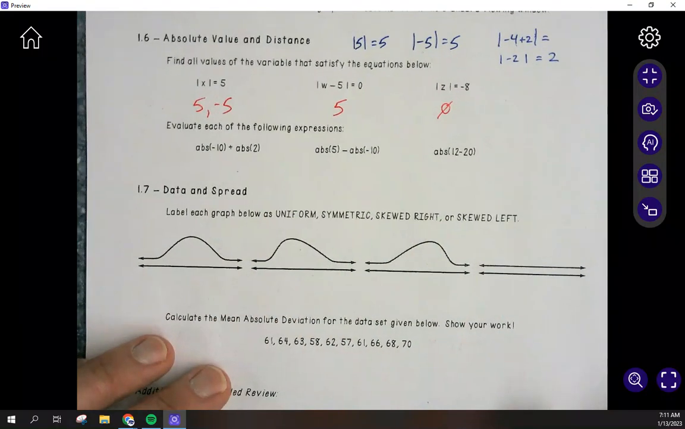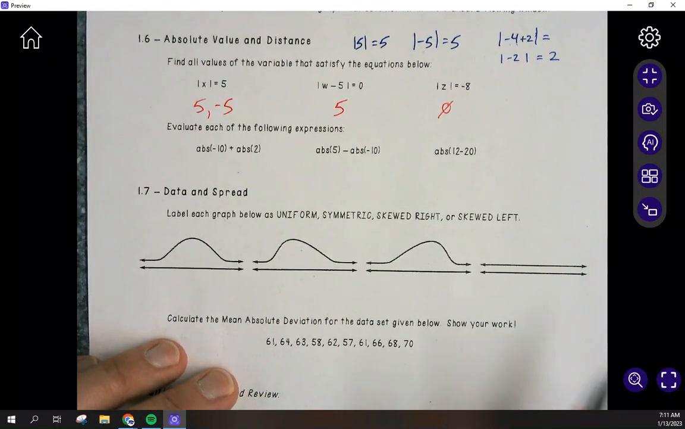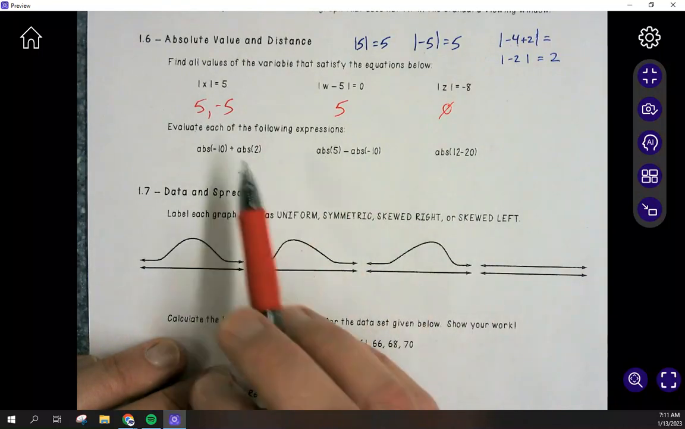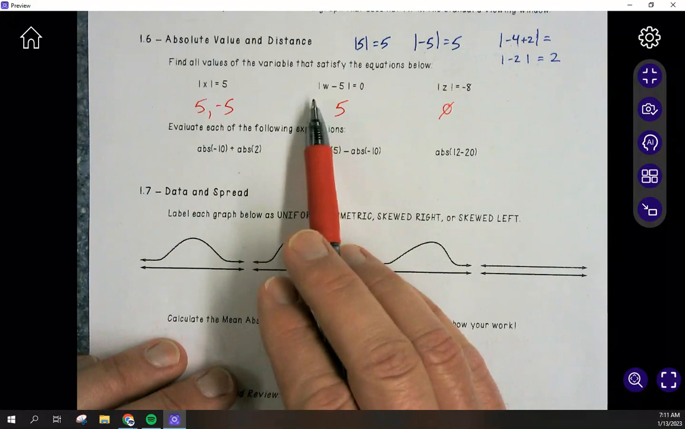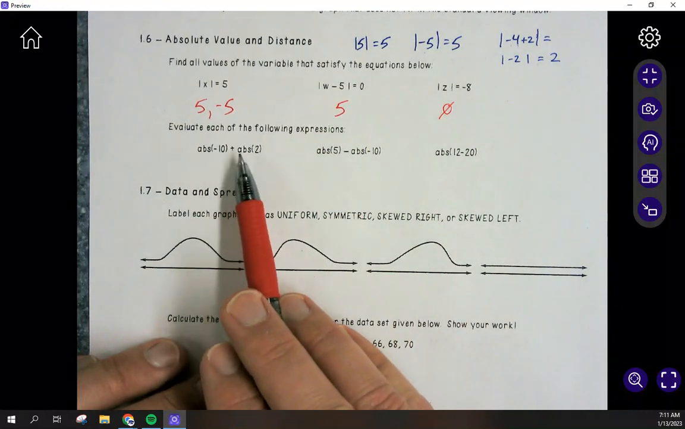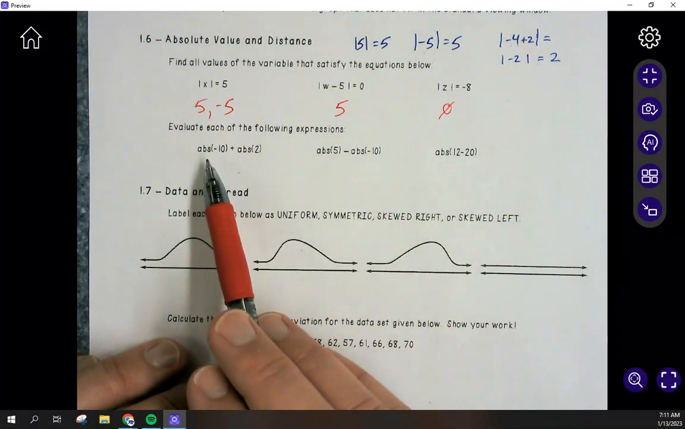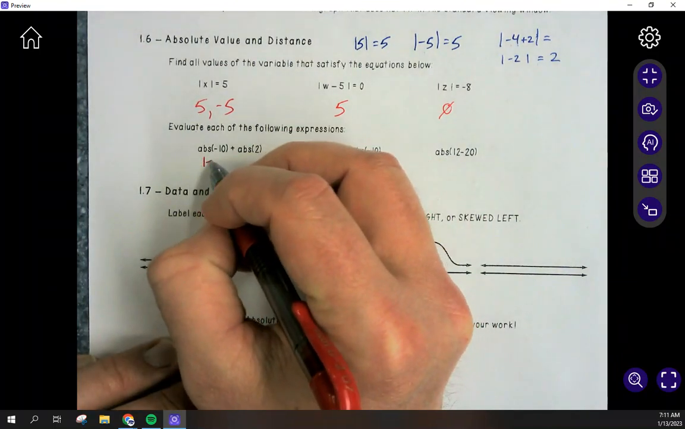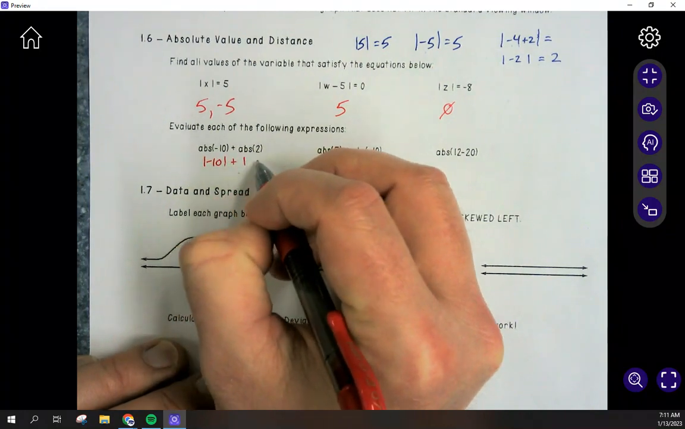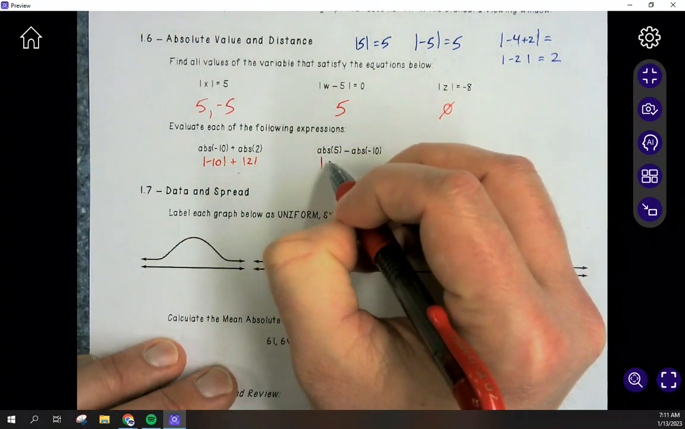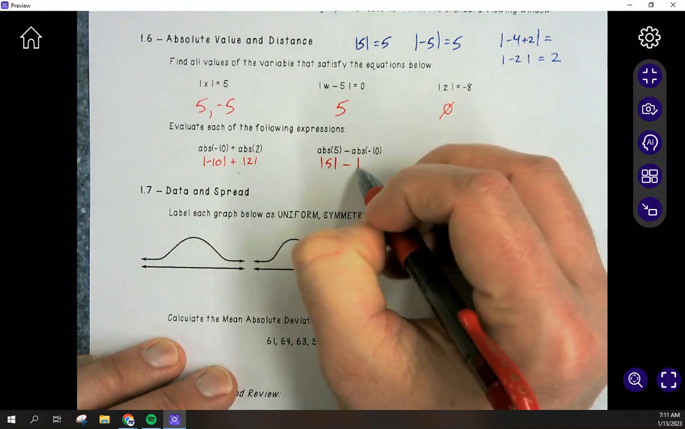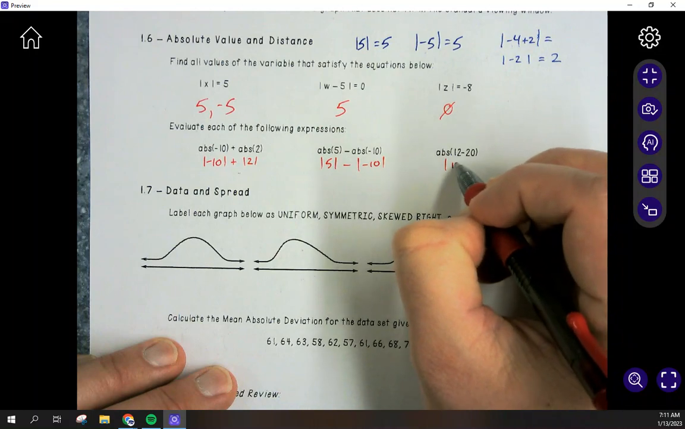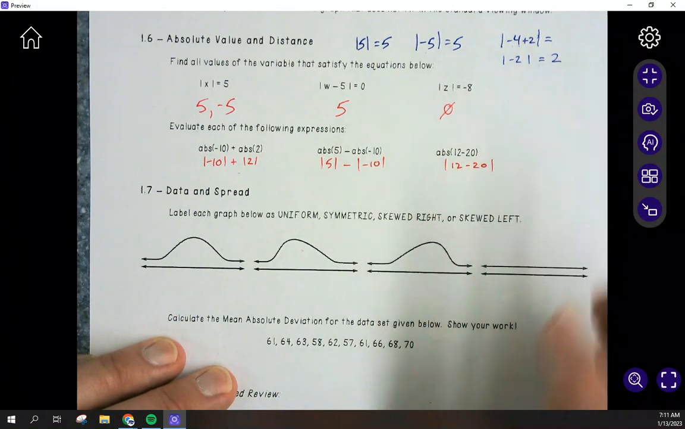All right, next section. We're going to evaluate each one of these expressions. So this is what it looks like in a lot of calculators. It's the absolute value. That's how they express it. They don't use these symbols. So we'll just translate these into the symbols we're used to, but we need to recognize that that's what this is saying. Absolute value of negative 10 plus the absolute value of 2. This is the absolute value of 5 minus the absolute value of negative 10. This is the absolute value of 12 minus 20.